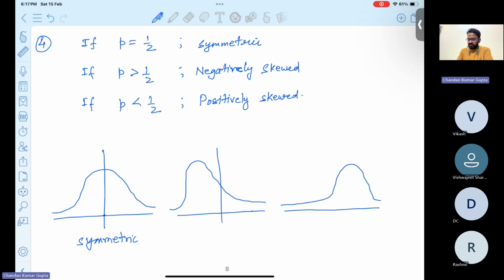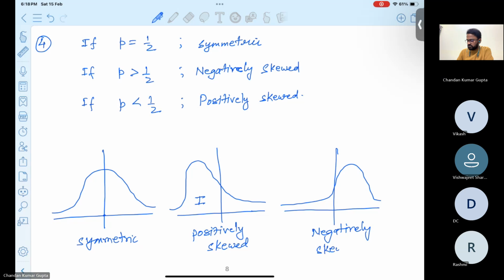When most of the probability is distributed in the first half, like here, it is called positively skewed. Both of the latter curves are skewed, but it is called positively skewed because most of the data lie within the first half. Similarly, when most of the data is distributed in the second or latter part, it is called negatively skewed.